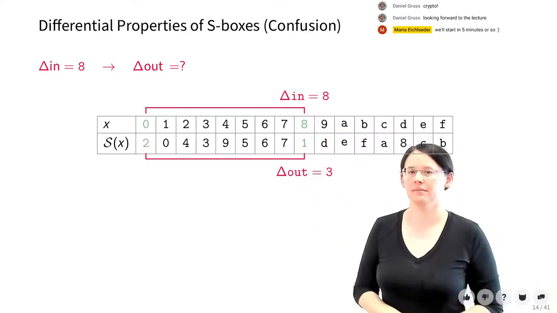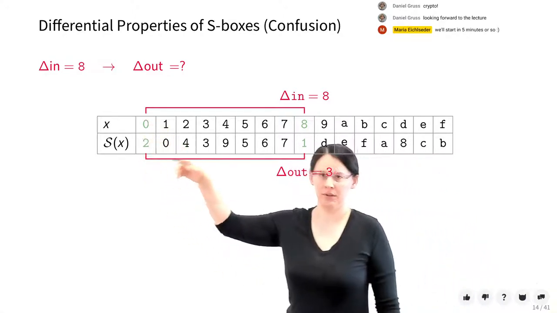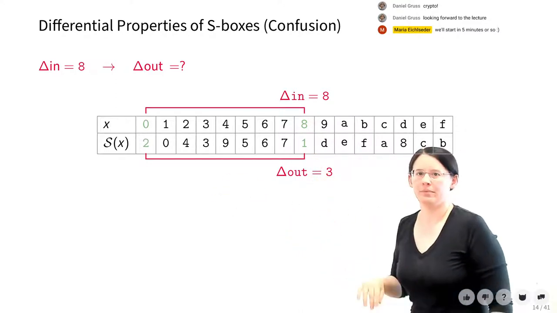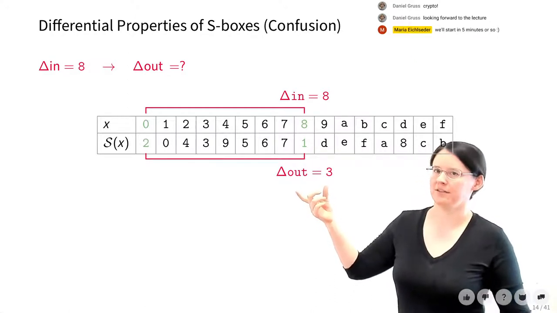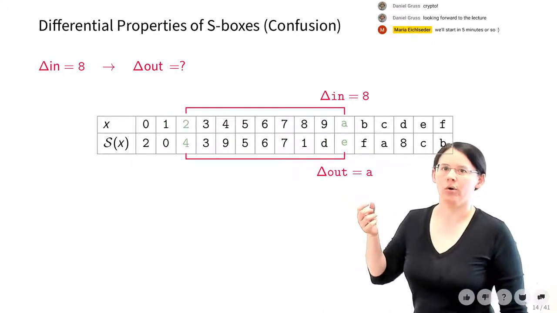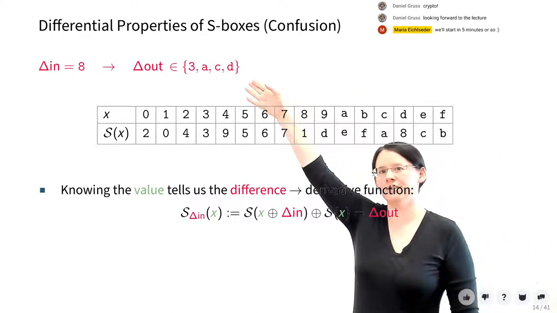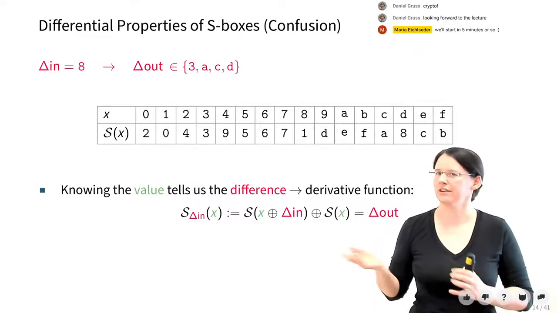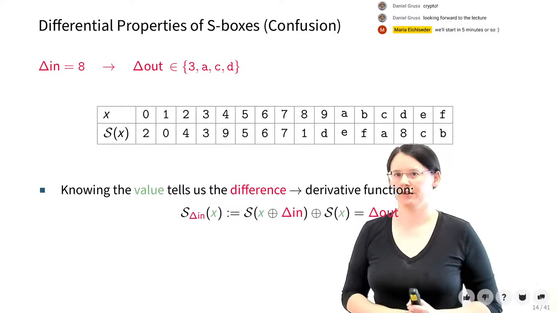Let's look at the outputs that we get in the table. We see that the first value is mapped to a 2 and the other value is mapped to a 1. The XOR of the 2 is 3. So apparently one of the things that can happen is that the output has a difference of 3. But that's not the only thing that can happen. So for example, it can also be D or A. Or if I go through, I will observe that in total there are 4 possible options, 3, A, C and D, which can happen. So it's not like all output differences are possible, but we also don't know exactly which one is going to be.